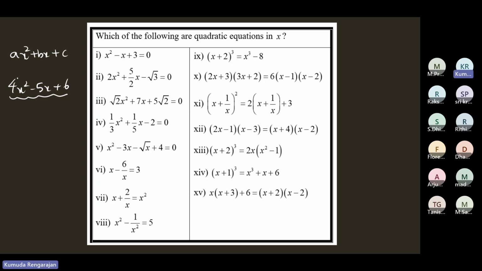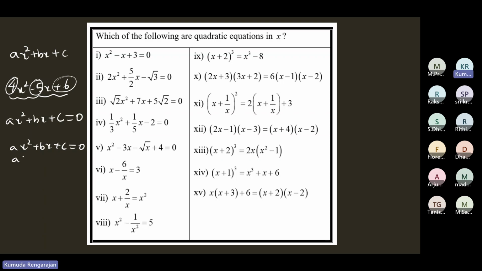Here the value of a is 4, the value of b is minus 5, and the value of c is 6. Ax squared plus bx plus c is the standard form of a quadratic polynomial in one variable x. When this polynomial is equated to 0, it is the standard form of a quadratic equation in one variable x.